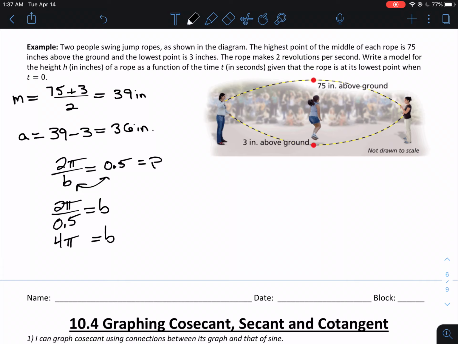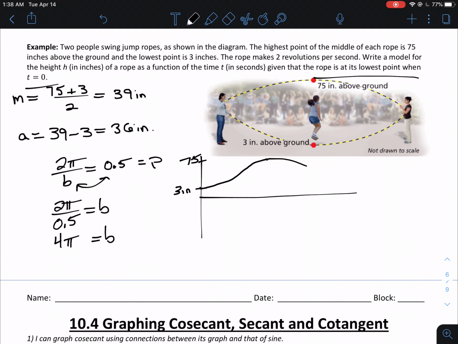All right. The only last thing we have left to do is it says that the rope is at its lowest point at time 0. So if you think about just kind of what that graph would look like, and this is just a sketch of it, we're not going to actually graph it, but just to decide what it's going to look like, is that if our rope starts at its lowest point at time 0, so I guess it would start at 3 inches at time 0, then it would go up to its 75 inches, and then back down to 3 inches.